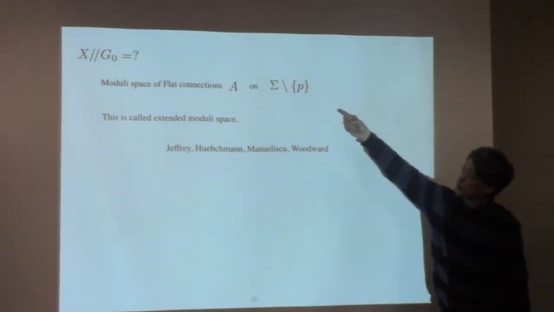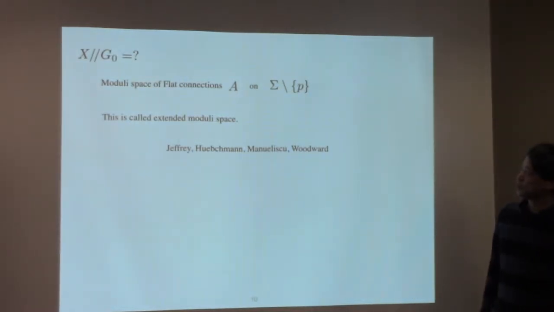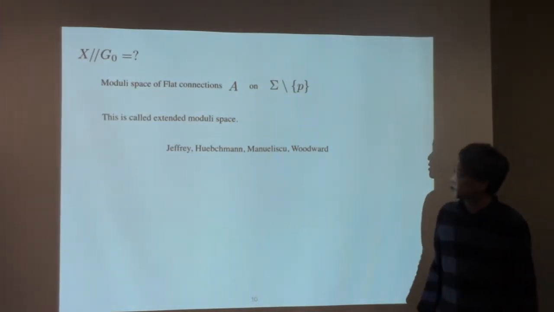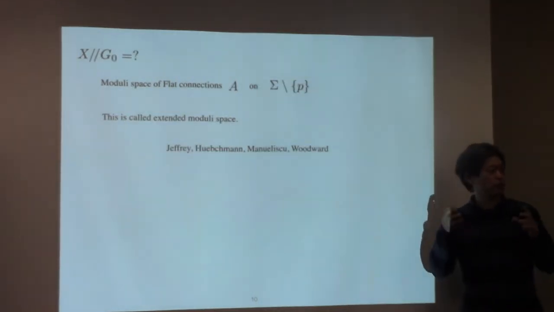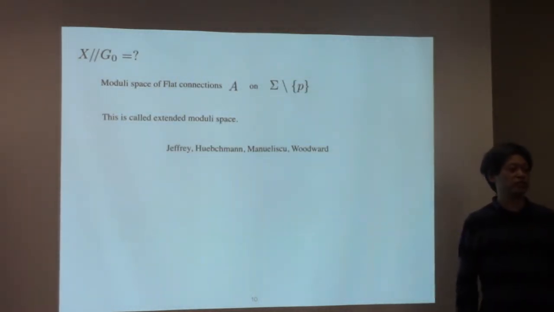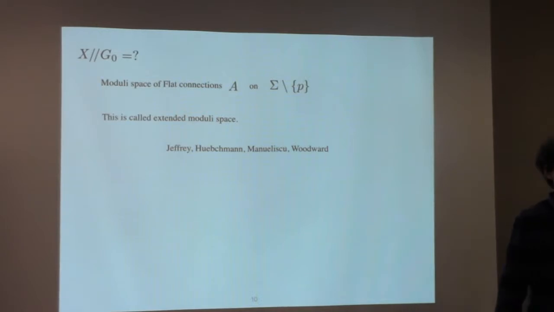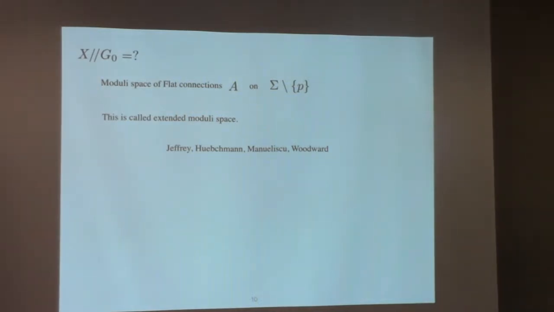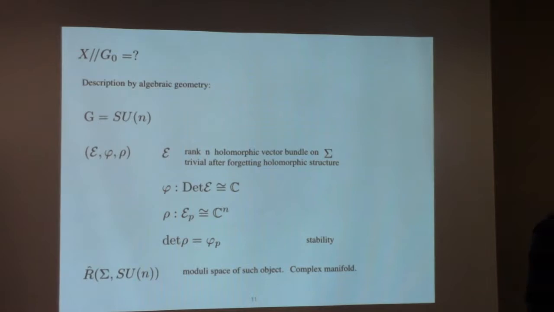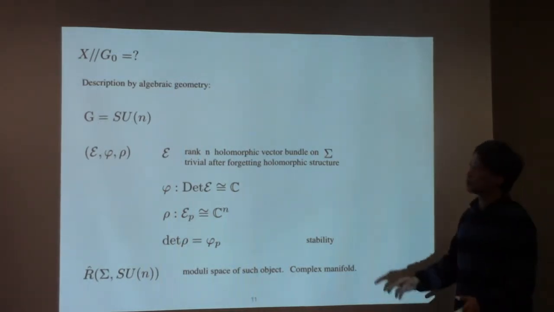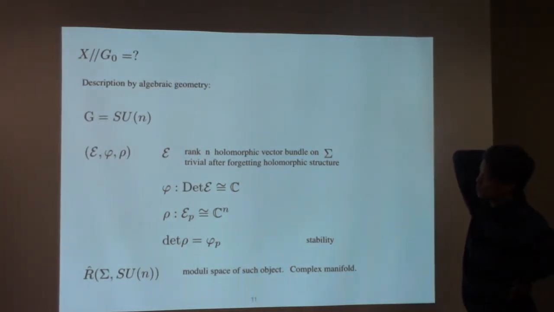This kind of moduli space is called the extended moduli space, and it is studied by Huebschmann in symplectic geometry, Jeffrey, and those people. In algebraic geometry, Weitsman, Meinrenken and Woodward proposed to use this thing in these problems. So I want to explain a bit more about this, two descriptions: one from algebraic geometry, and the other from symplectic geometry. Let me explain the algebraic geometric point of view.